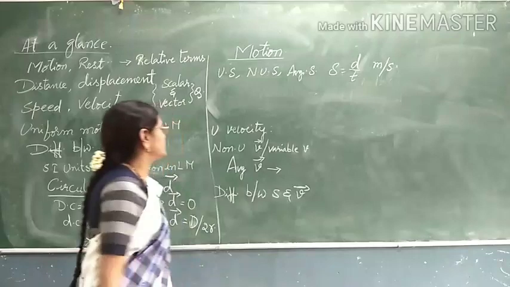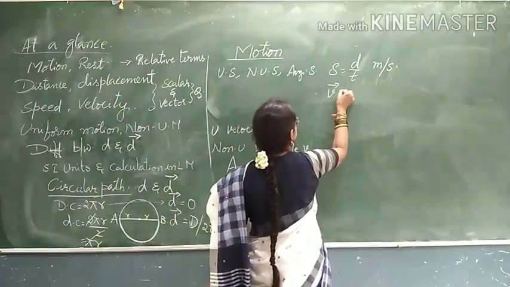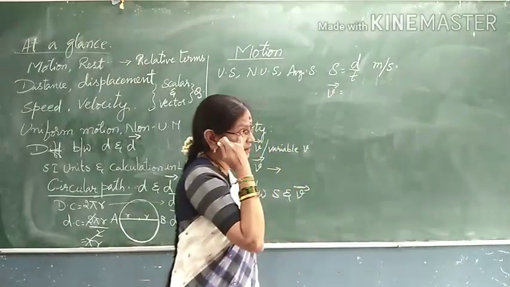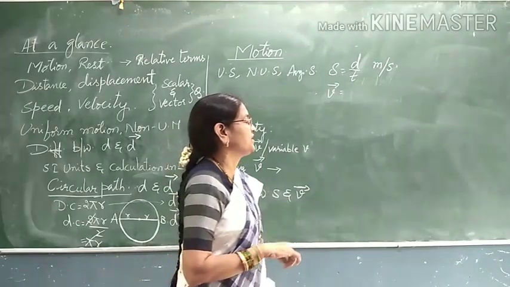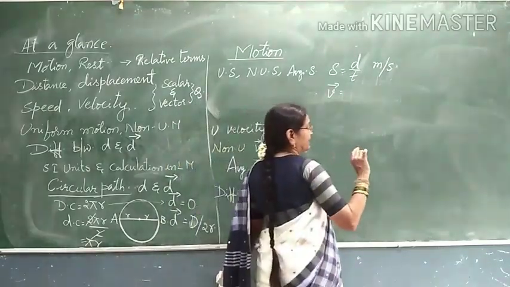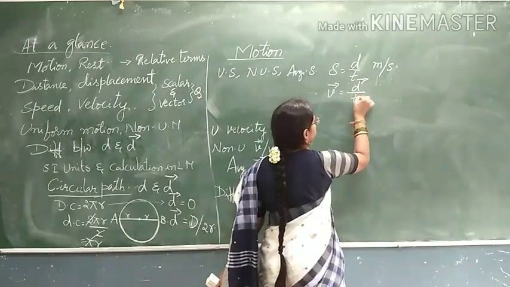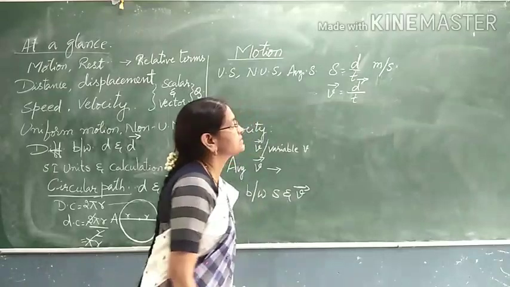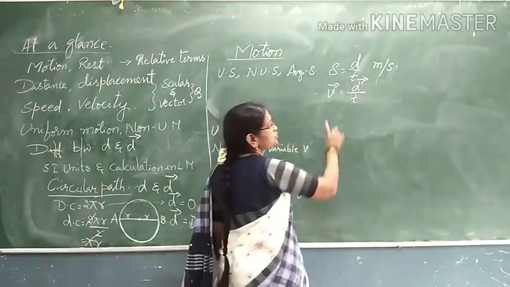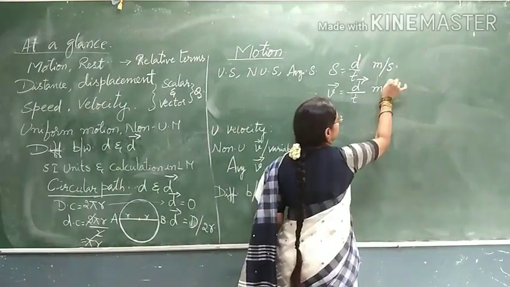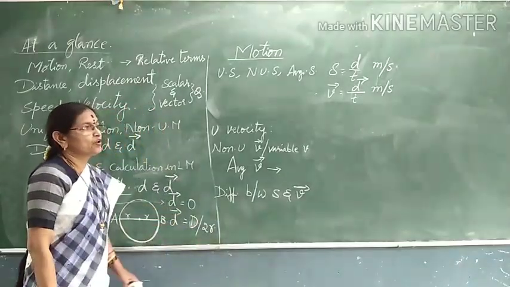Now coming to velocity. What is velocity? We discussed yesterday. Velocity is the rate of displacement: if a body is changing its position in a particular direction, its displacement in unit time is called velocity. Since displacement is a vector quantity, velocity is also a vector quantity, and the SI unit is meter per second.